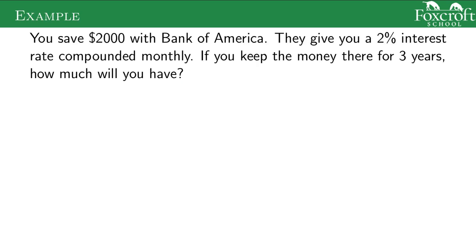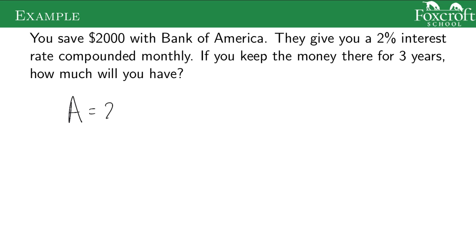All right, so all we can really do right now is just use this formula and plug stuff in. Again, you have to use a calculator. So you put $2,000 in Bank of America. They're going to give you 2% compounded monthly, and you're going to keep your money there for 3 years. How much money are you going to have? So we want to know our final amount.